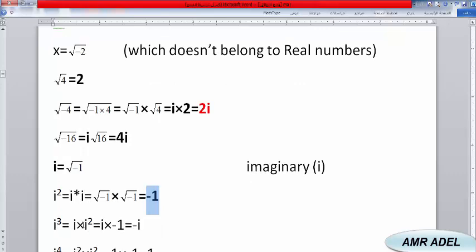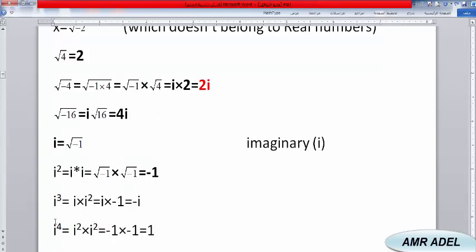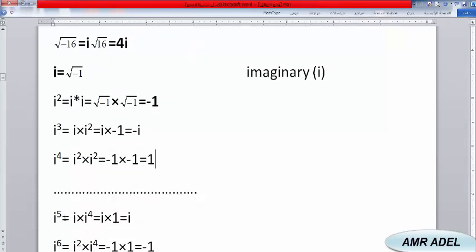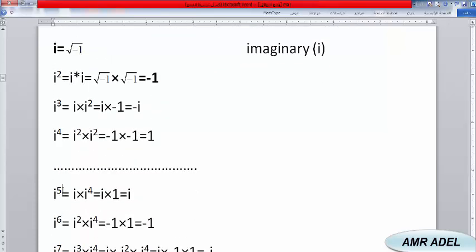Okay, let's see. I cube is I multiply I square. I square is minus 1 from here. So minus 1 multiply I, it will be what? Minus I. Okay, look at this one. I power 4 is I square multiply I square. I square, from before, we know it is minus 1. Multiply itself, it will be what? 1.